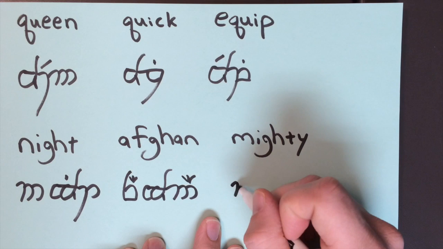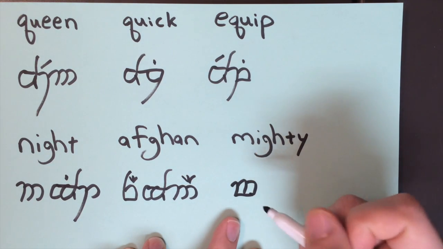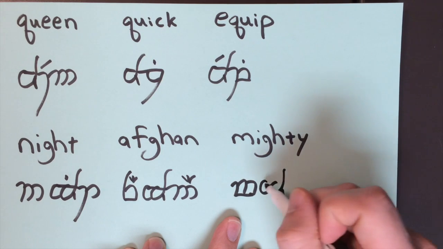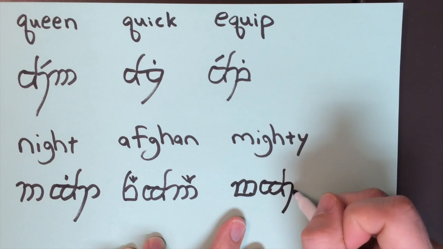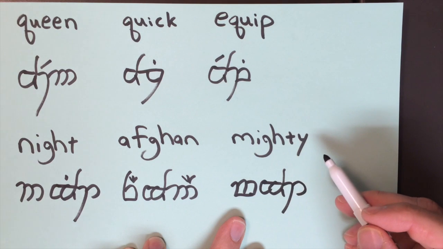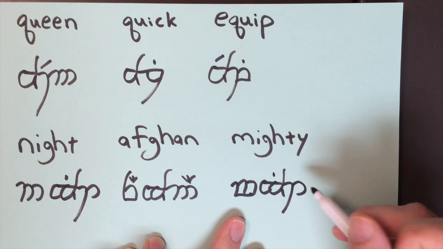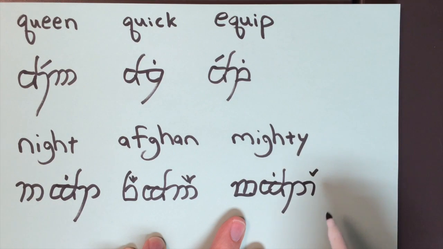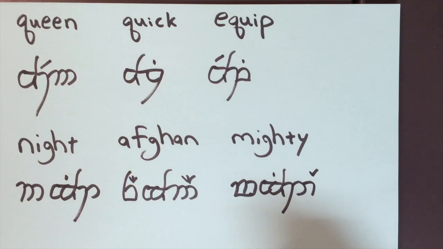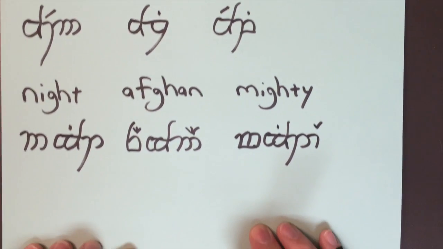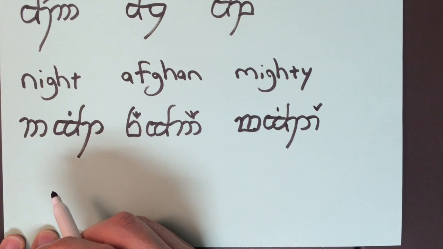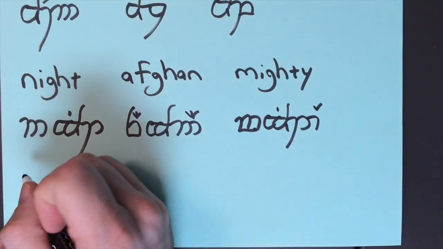For mighty, we're going to do our M. Need to recap on the M. And then do our GH like this. T. And can you remember how to do the Y? We do a carrier like that because it's E, mighty. So M-I-G-H-T-Y. Okay. I think we've got enough room to do the NG section, so let's go ahead and do that.